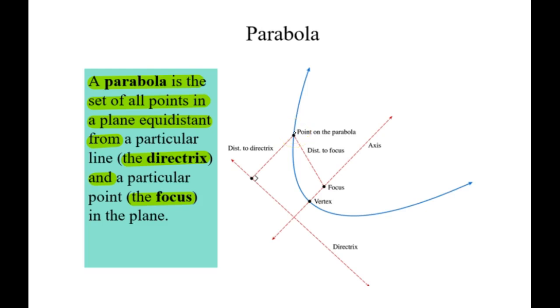What this definition is telling us is that if we pick any point on the parabola, the example they have is right here, the distance from this point to the focus is going to be equal to the distance from this point to the directrix. And that would work for any point I pick along the parabola. If I pick a point here, the distance from the focus to this point is going to be equal to the distance from this point to the directrix.